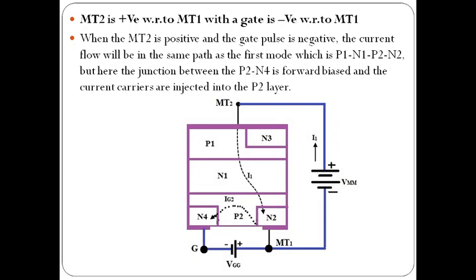So the direction of the current is the same as the first mode, but here the junction P2 N4 is forward biased and the charge carriers are injected into the P2 layer. So here also current passes in the same path, even though we are applying the negative gate. That means we can say the triac is in conduction by supplying the positive gate and negative gate.